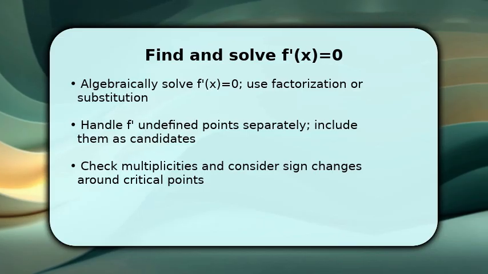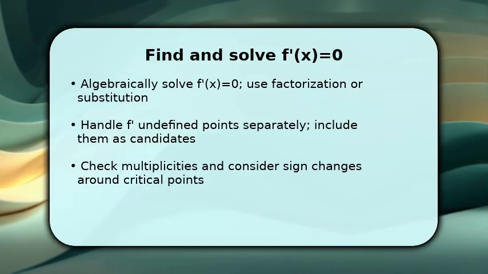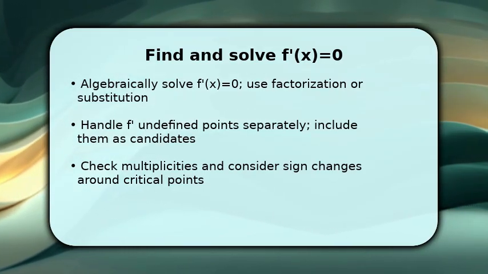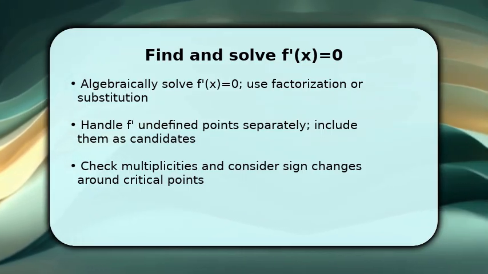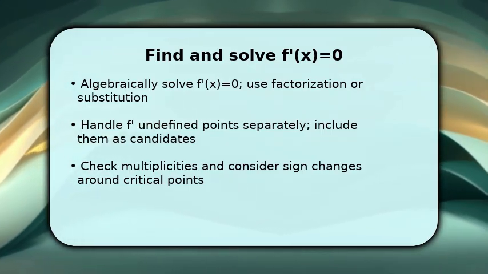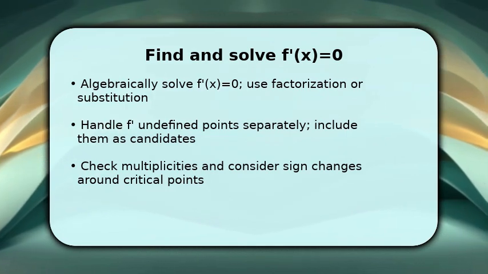Make sure to consider multiplicities because a repeated root can alter whether the point is a max, min, or neither. If helpful, sketch a quick sign chart. This shows how f increases or decreases around each candidate and why.